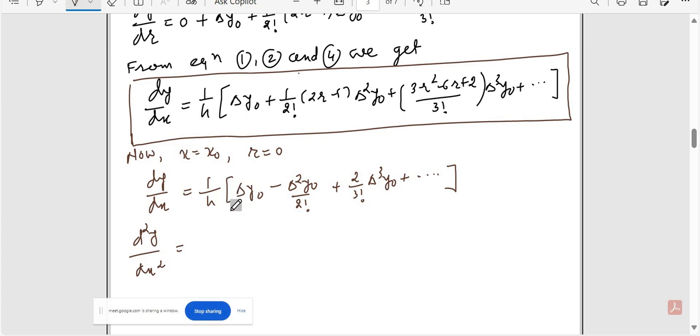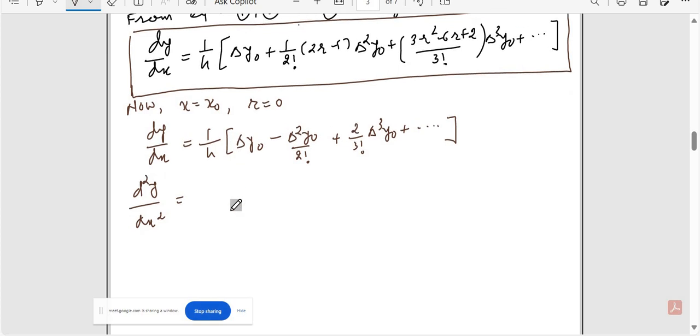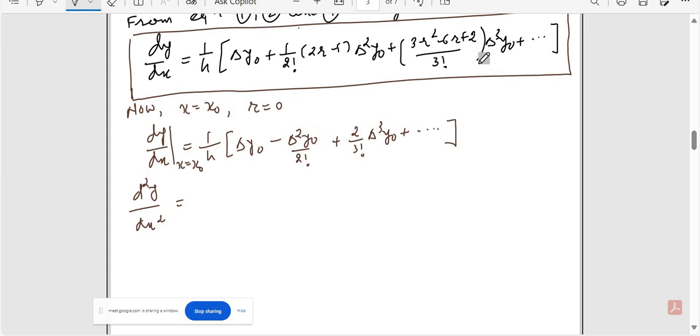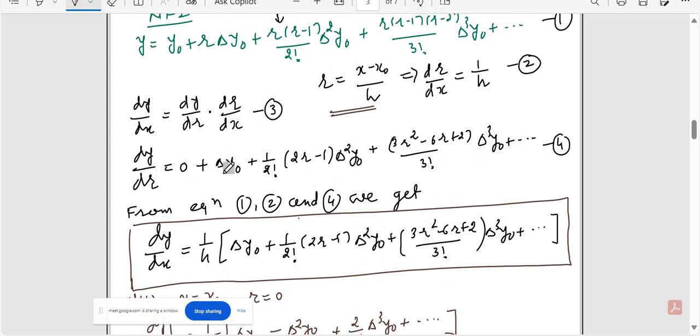Anybody have an idea about the chain rule? Excuse me, sir, my internet connection was lost, so I was unable to understand how you did dy by dx at x equals x0. It is very simple, Krishna. This is the general formula which we derived from the above expression. I substituted the value of dy by dr from equation number 4 and the value of dr by dx from equation number 2. So we get this one.